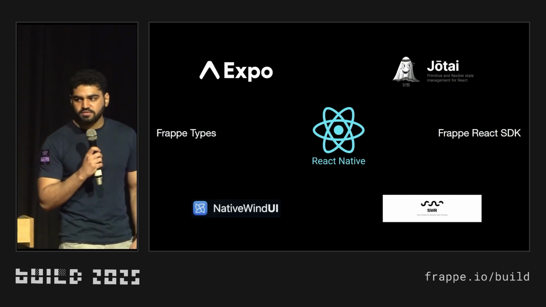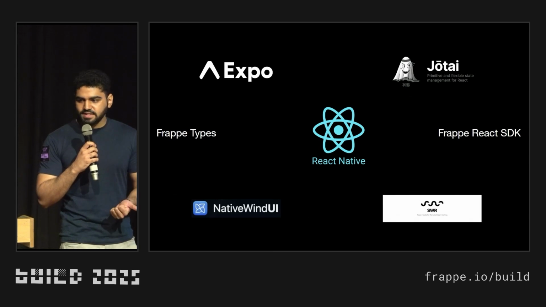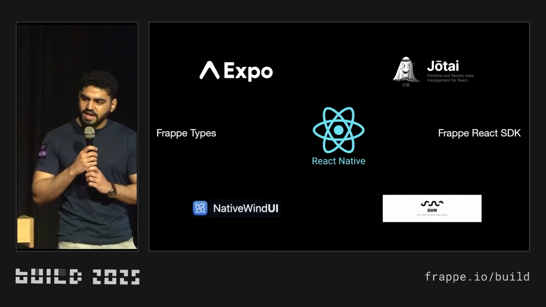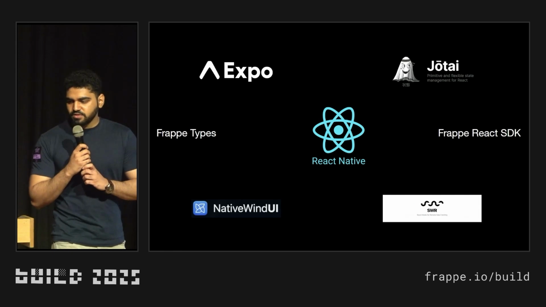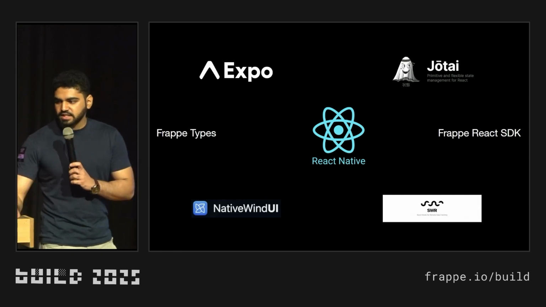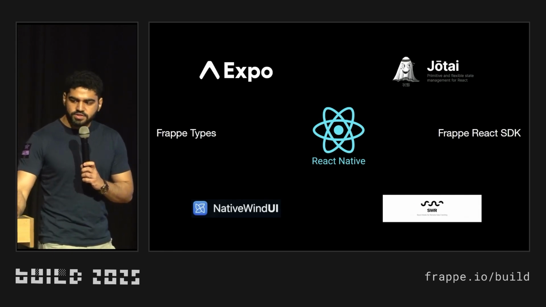And we are using Jotai for state management. We are using our own libraries like Frappe React SDK and Frappe types. And SWR, which is part of our Frappe React SDK, we use for caching data that we have fetched. And we are using NativeWind for our UI.